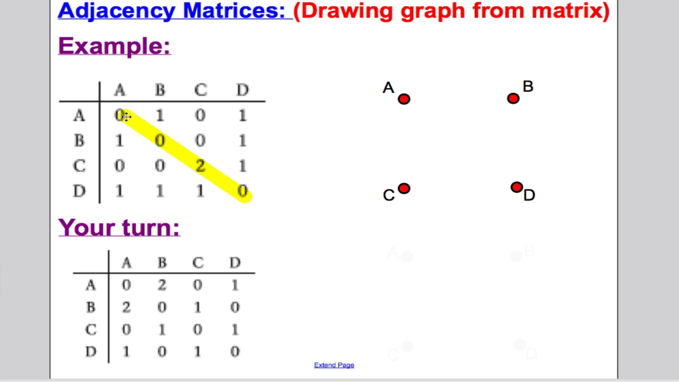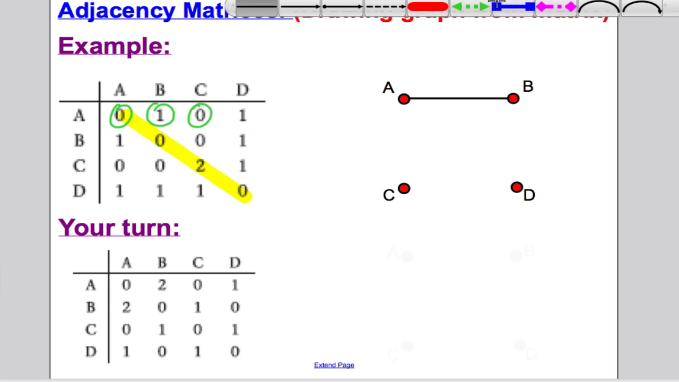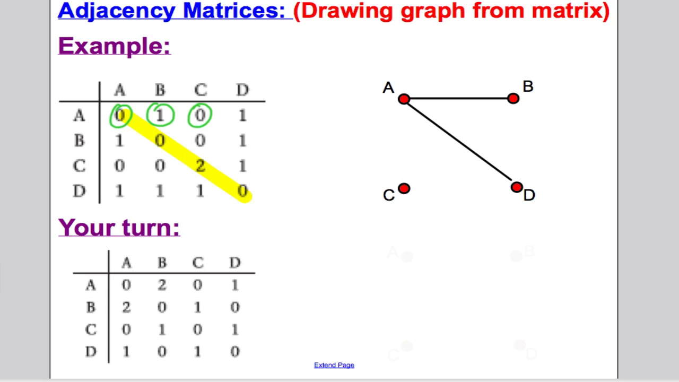Okay, A and A there's none. A and B there's 1. So I'm going to draw in straight away a link between A and B. Okay? And I'm just going to, let's say, tick off as I do it. So ticked off, ticked off. Between A and C there are none. Between A and D there is 1. So I'm going to put 1 in between A and, let's say, D.